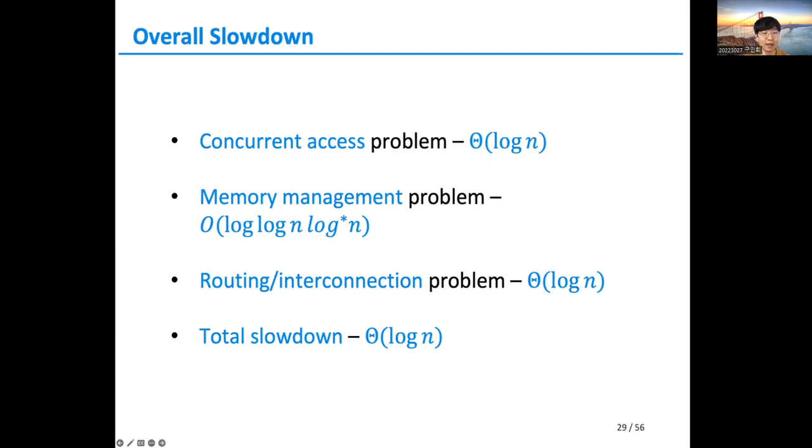Now, unlike deterministic simulations, combining the subproblems doesn't impose a new overhead. This is because using a hash function doesn't impose any new overhead to the network. Therefore, the total slowdown on simulating a CRCW PRAM on a bounded degree network could be estimated with the addition of all overhead, which will be big theta of log n.